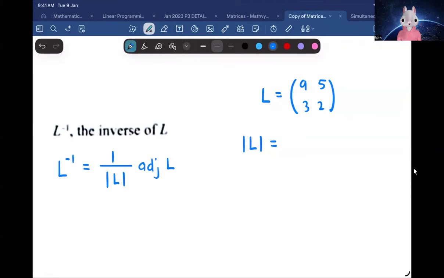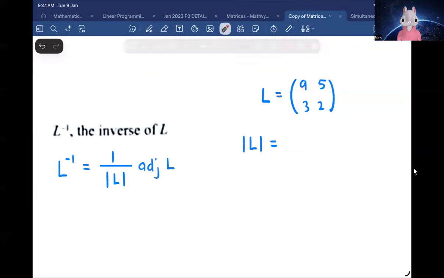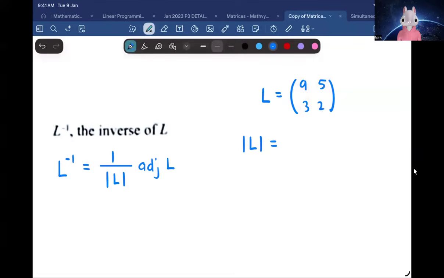No, that's not the determinant. If you want to find the determinant, you multiply the diagonals and minus them. So 9 by 2 is 18, and 3 by 5 is 15. 18 minus 15 is 3. So we just found the determinant.